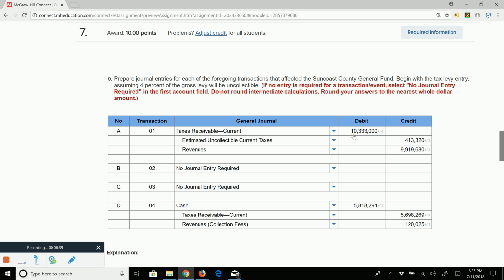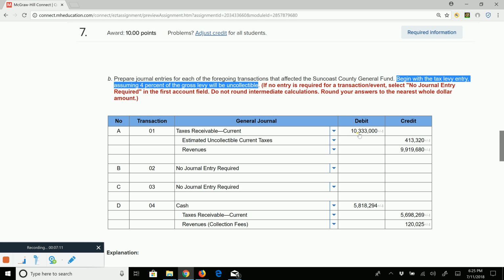$10,333,000. But remember what we learned a few chapters ago. What governments do is they actually record revenue using what's known as the net revenue approach. So with the net revenue approach, we are only going to record revenue for the net amount we believe we're going to collect. And it says here, and I'll highlight, beginning with the tax levy entry, assume 4% of the gross levy will be uncollectible.